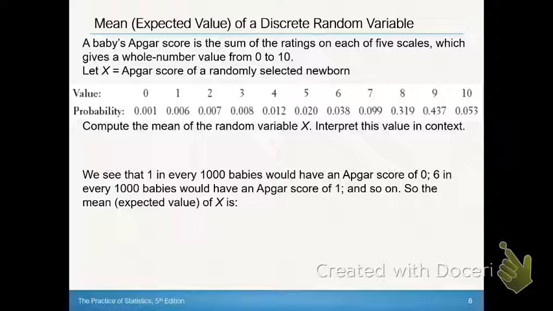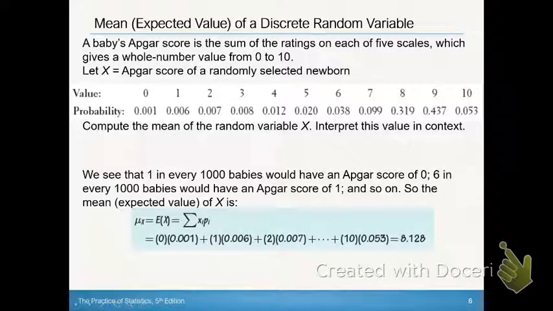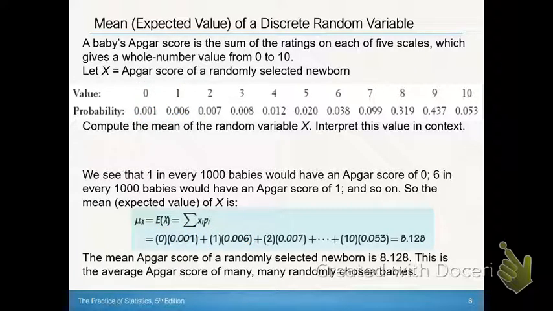So what we're going to do is take each individual outcome, multiply by its corresponding probability, and then add those up. So here's your 0 times 0.001 rather. Here's your 1 times 0.006, and so on until you get to the end. And when you add those up, we get 8.128. So that is our expected value, or our mean. So on average, we would expect a randomly chosen newborn to have an APGAR score of about 8.128.